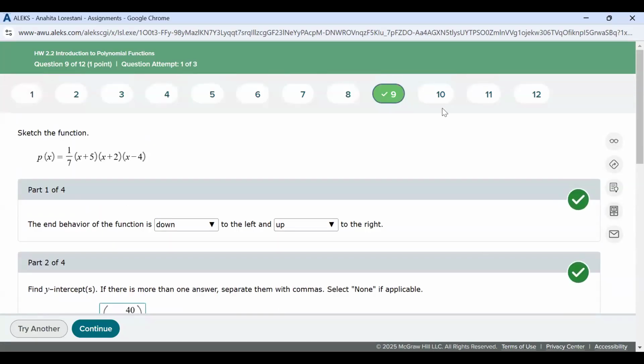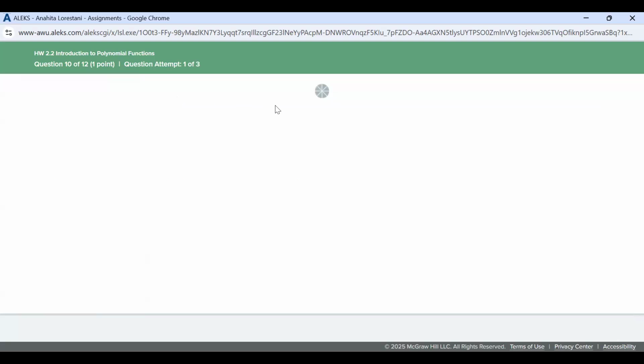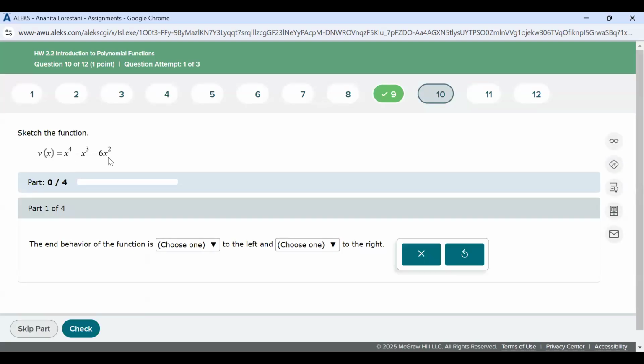So let's do one more. Go to number 10. This function is not factored. First, you have to factor this. The greatest common factor here is x to the power 2. And when you factor that, you get x to the power 2 minus x minus 6. And then you factor it again. You get x minus 3 and x plus 2. Those are your factors. So your zeros will be 0, positive 3, and negative 2.